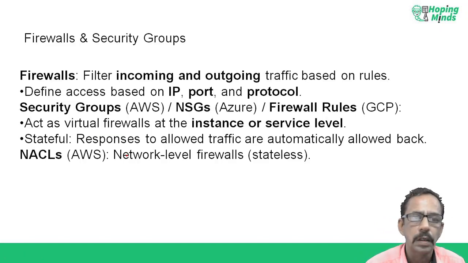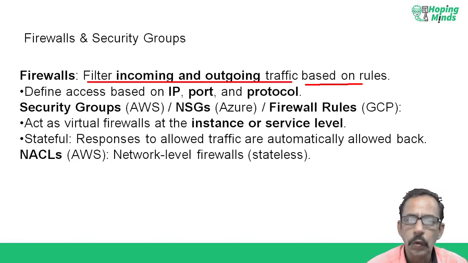Last is the firewall. Firewall means security. What I want to allow in my network, either incoming or outgoing, I want to filter the traffic. Filter incoming or outgoing traffic based on rules that define access based on the IP, port, protocols: security groups in AWS, network security groups in Azure, and firewall rules in GCP.